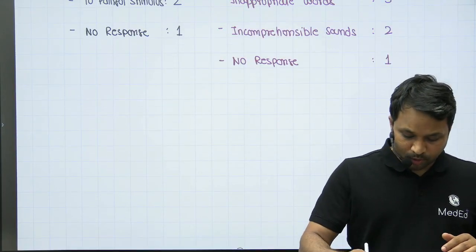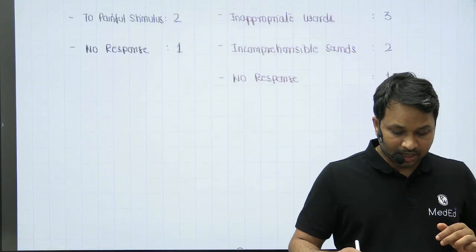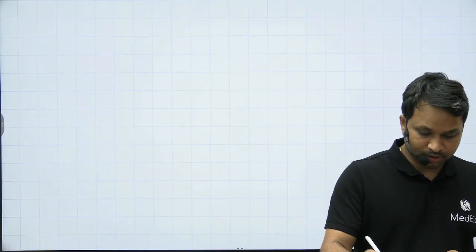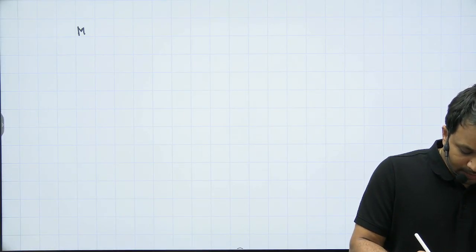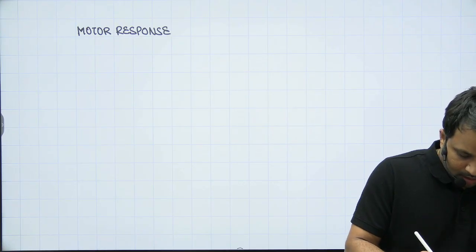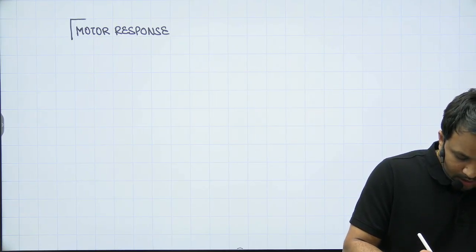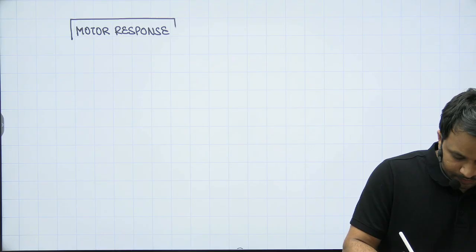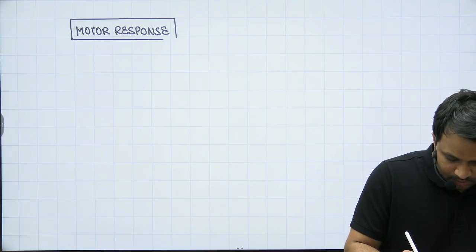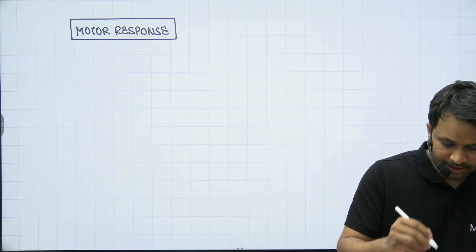The most important that we have is going to be our motor response. So when you talk about the motor response, again, one of the most important criteria that has to be assessed, right?